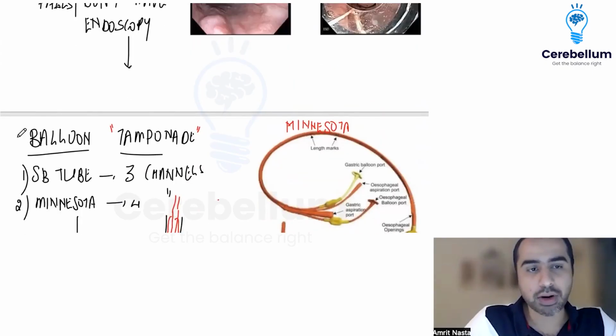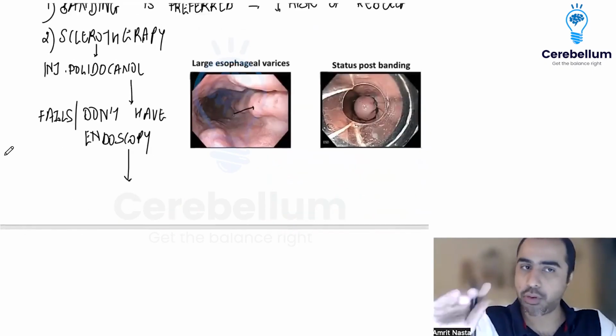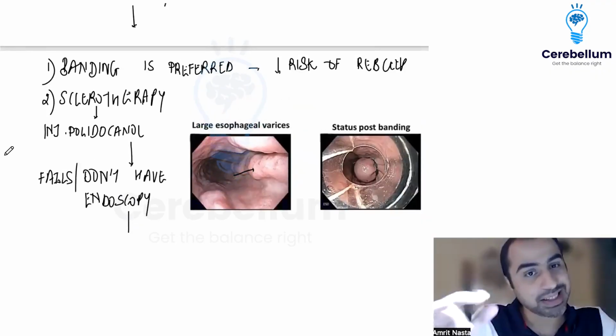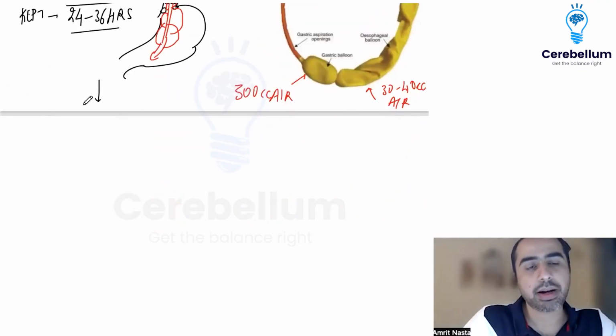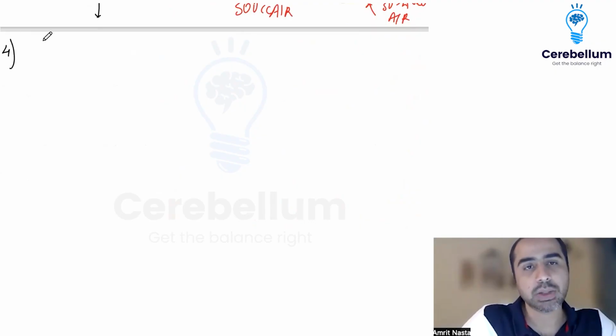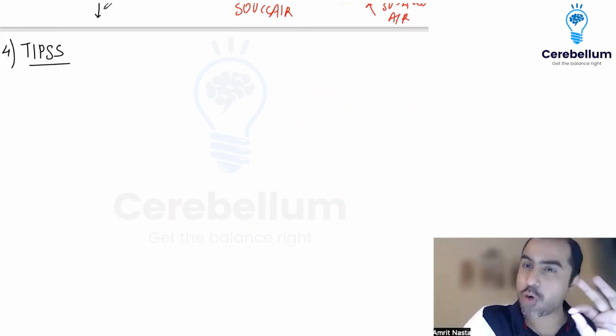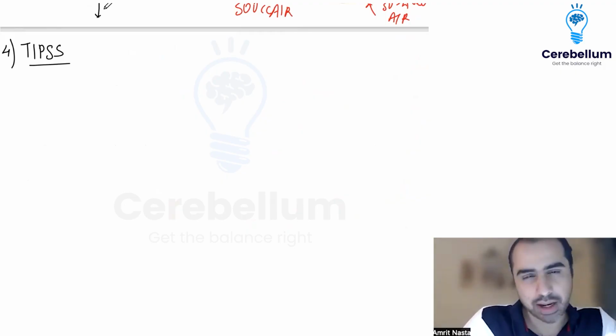So if nothing works, balloon tamponade is one step. But if this doesn't work, I have to do something more drastic. And that drastic thing that I do is what is called TIPSS, TIPS. Okay, it's a very unique thing. बहुत जगह पर नहीं होता है, कहीं कहीं होता है. Very few hospitals have it.